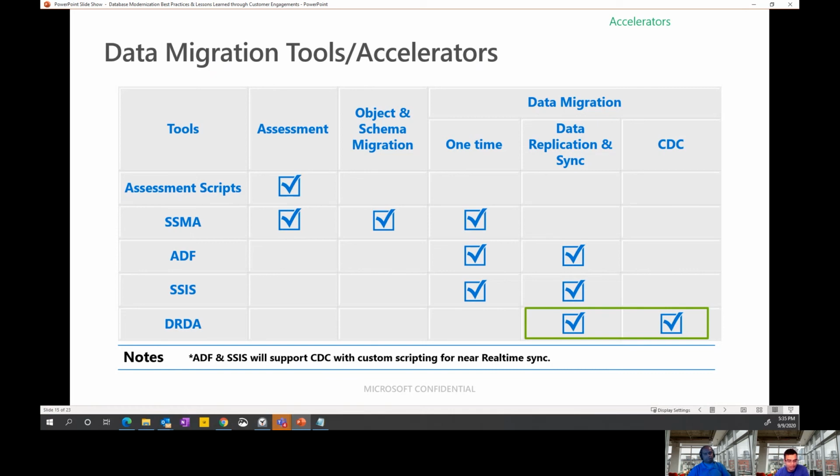This is another first party product from Microsoft, which will enable coexistence and hybrid integration. It can also help you with the CDC use cases, especially for mainframe, DB2 and SQL workloads, and especially a scenario where you have DB2 and SQL in mix. You should plan on using DRDA. Okay.